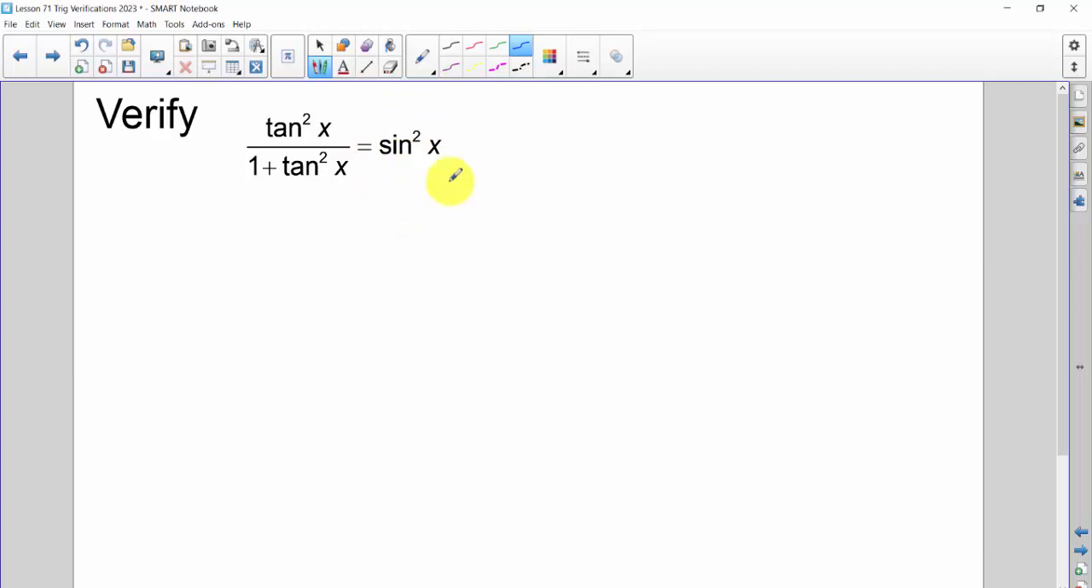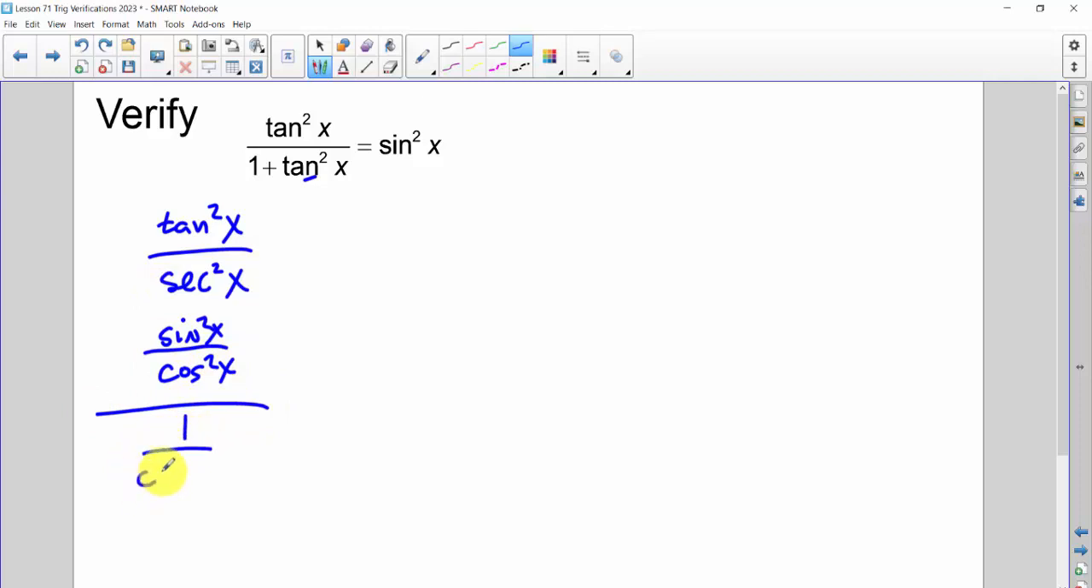Again, this one's an easier one because you know exactly where you're going, to sine squared of x, and I've got a Pythagorean right here. 1 plus tangent squared is secant squared, so this is tangent squared x over secant squared x. Secant, I know, is equal to 1 over cosine, so let's just do this while we're at it. I'm going to make that tangent squared sine squared over cosine squared over secant squared, which is 1 over cosine squared.